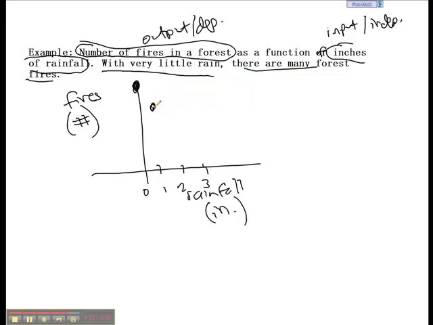So we don't know exactly how that would look. Maybe after 2 inches, you get a bigger drop off. So it kind of looks like maybe like this. We don't exactly know, but we would have a decreasing function, because as the input increases, the output seems to decrease. So with more rainfall, we have fewer forest fires.